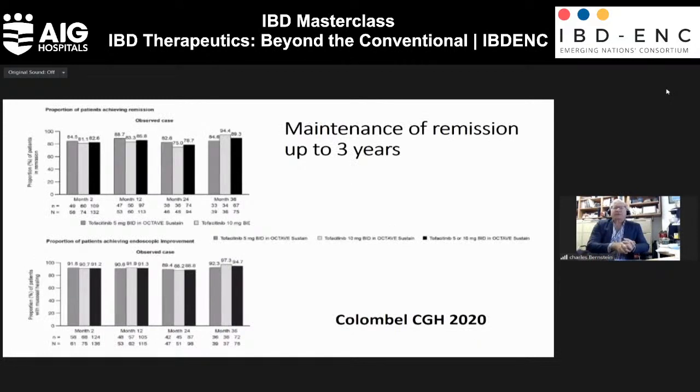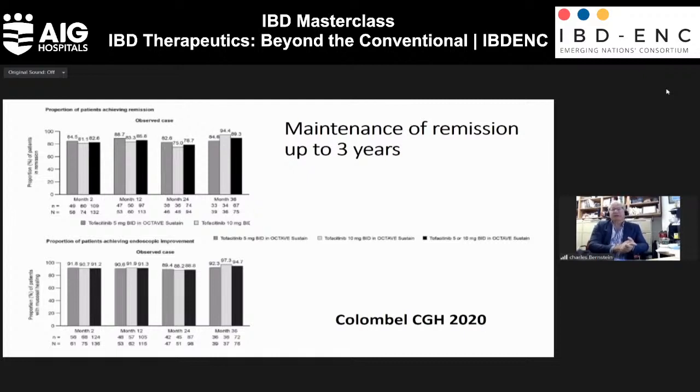Now, this was the extension of that data published by Jean-Frédéric Colombel last year, the maintenance of remission data. You can see here that the very light gray panel in the middle bars was 10 milligrams twice a day. Interestingly, over 3 years, it didn't look that different than 5 milligrams twice a day. That was for patients in remission and also for mucosal healing.